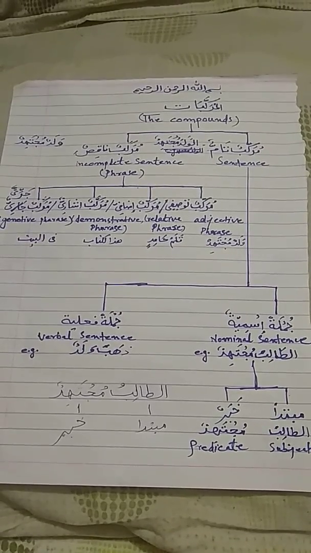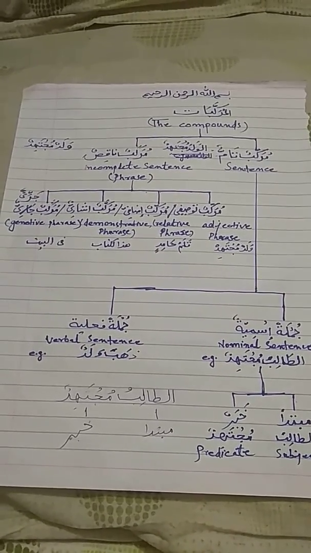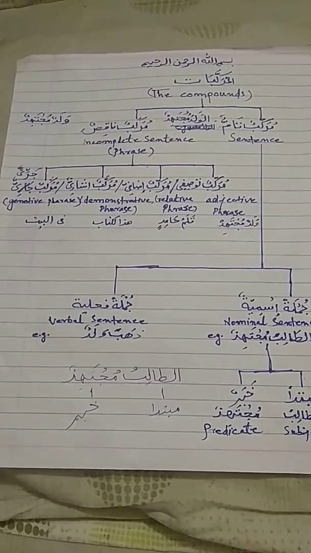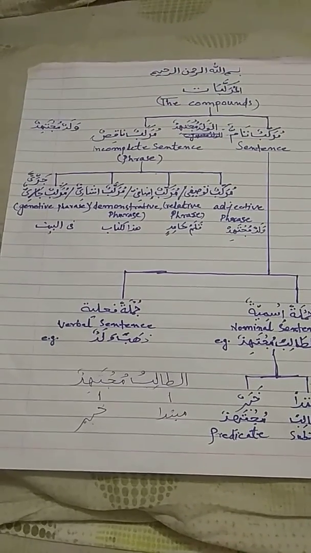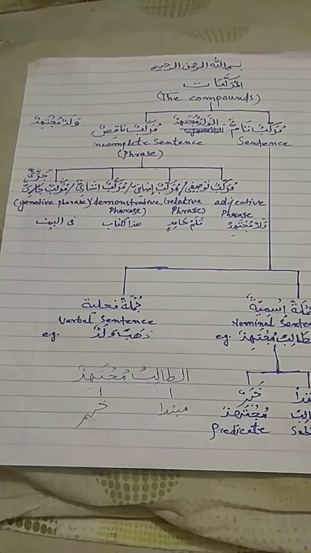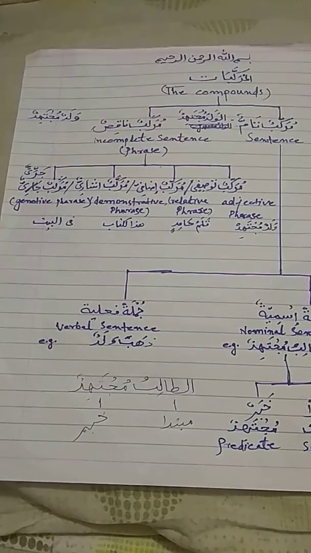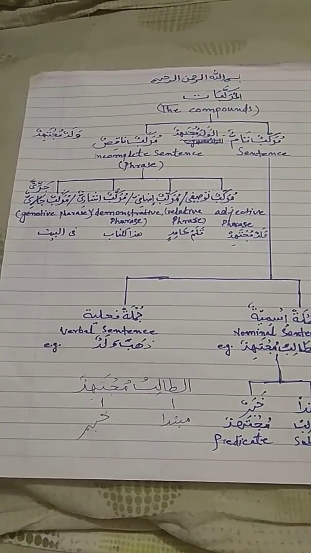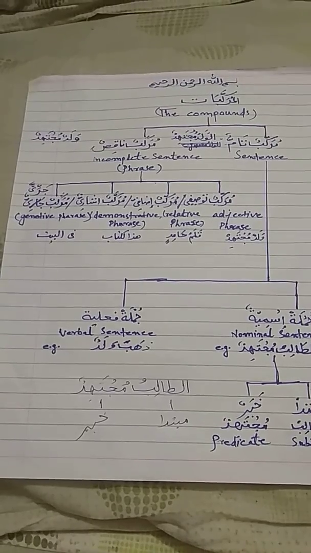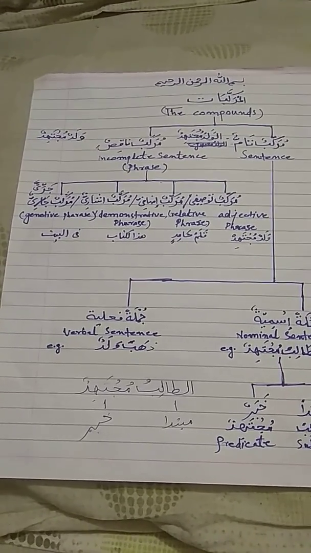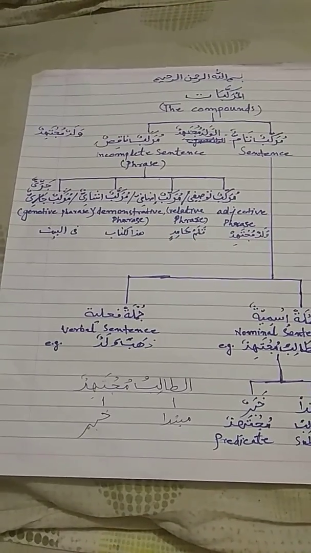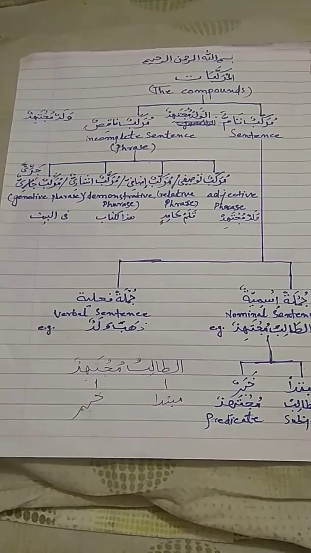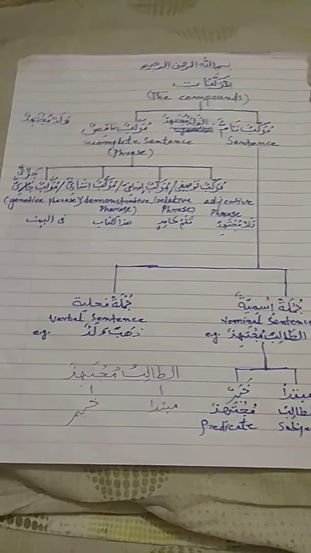And the second, jumlatun fi'liya, verbal sentence. The sentence which starts with a fi'l, which is called a verb in English, is called a verbal sentence. For example, zahaba waladun. In this sentence, zahaba is the first word, which is the form of fi'lul madi. That's why this sentence is called jumlatun fi'liya.